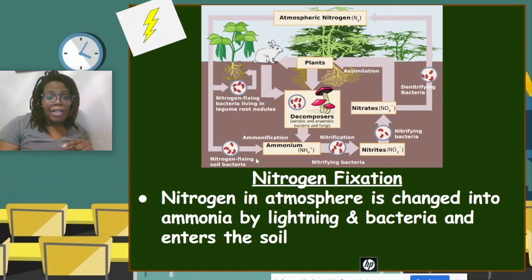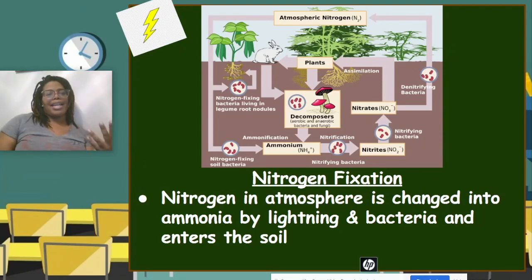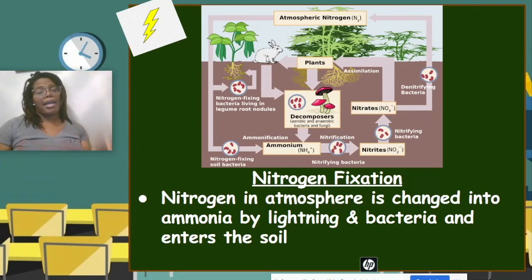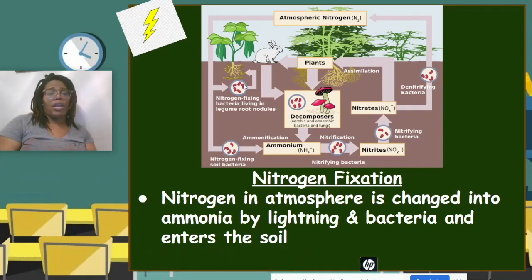And then also you have nitrogen fixing soil bacteria, which means they're not on the roots of plants. They just live in the soil, and they're going to be able to take the nitrogen and turn it into ammonia that can later be used, or get into a form that can be used by plants. Okay, so the main organism involved here is the nitrogen fixing bacteria. Whether they're on the roots of plants or just in the soil, it's still nitrogen fixing bacteria that's going to fix the nitrogen or change it into ammonia that can enter into the soil.